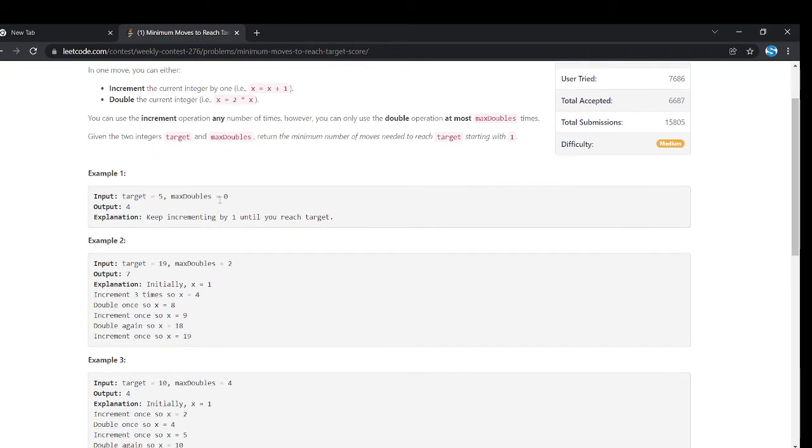So what we can do here is consider the first example. The first example itself says the target value is 5, but we can't use any double operation because the maximum number of double operations that can be used here is 0. So we simply have to keep using the increment operation, which is nothing but incrementing by 1 at a time. Currently our initial value is 1, and we need to reach this target 5. The difference between 5 and 1 is 4, that means 4 times the increment operation will be used, so that's why the output is 4.